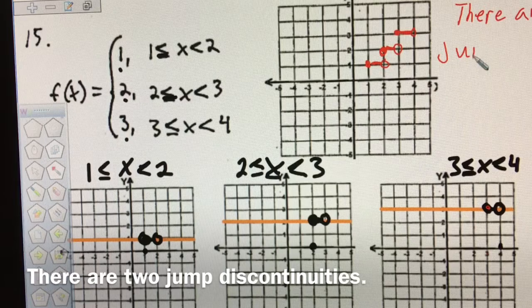These are called jump discontinuities. There are 2 jump discontinuities. In order to get from this spot to this spot, I have to jump once. In order to get from this spot to this spot, I have to jump a second time.